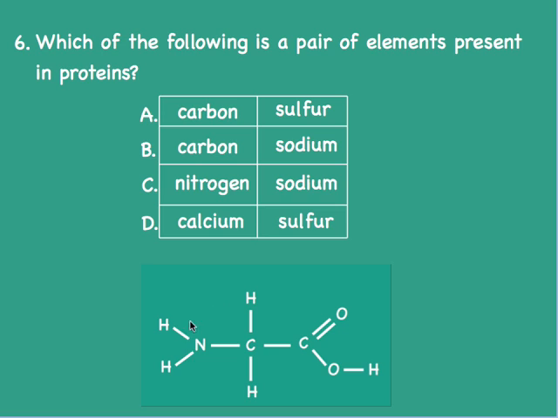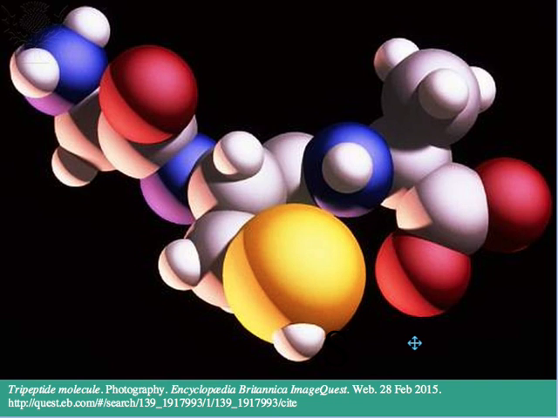Here in this diagram of the amino acid glycine, it is clear that proteins contain carbon, oxygen, hydrogen, and nitrogen. But some amino acids contain sulfur, like the amino acid cysteine shown here in this tripeptide. Can you identify the sulfur atom in this tripeptide?